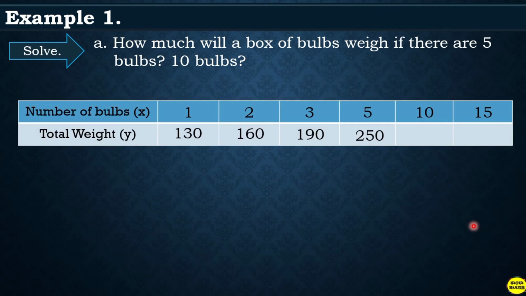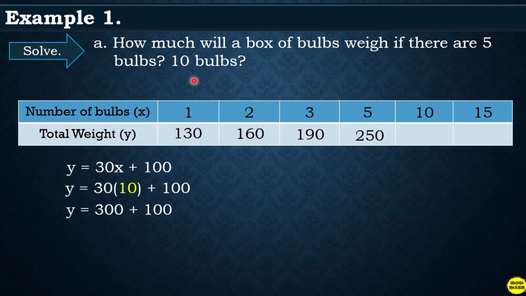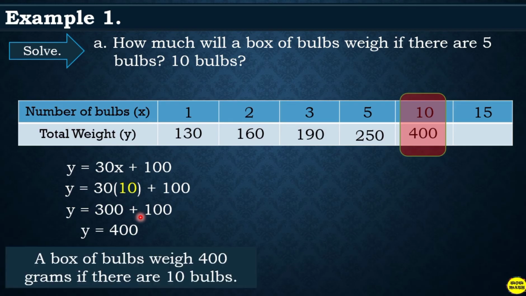Next. Ang hahanapin naman natin ay 10 kasi yun ang tinatanong sa question. So, we will substitute 10. So, we have 30 times 10, that is 300. 300 plus 100, that is 400. So, this is 400. So, therefore, we will have 400 grams if there are 10 bulbs. Okay, so yun po ang ating timbang ng box na may lamang bulbs kapag meron siyang 10 bulbs sa loob.